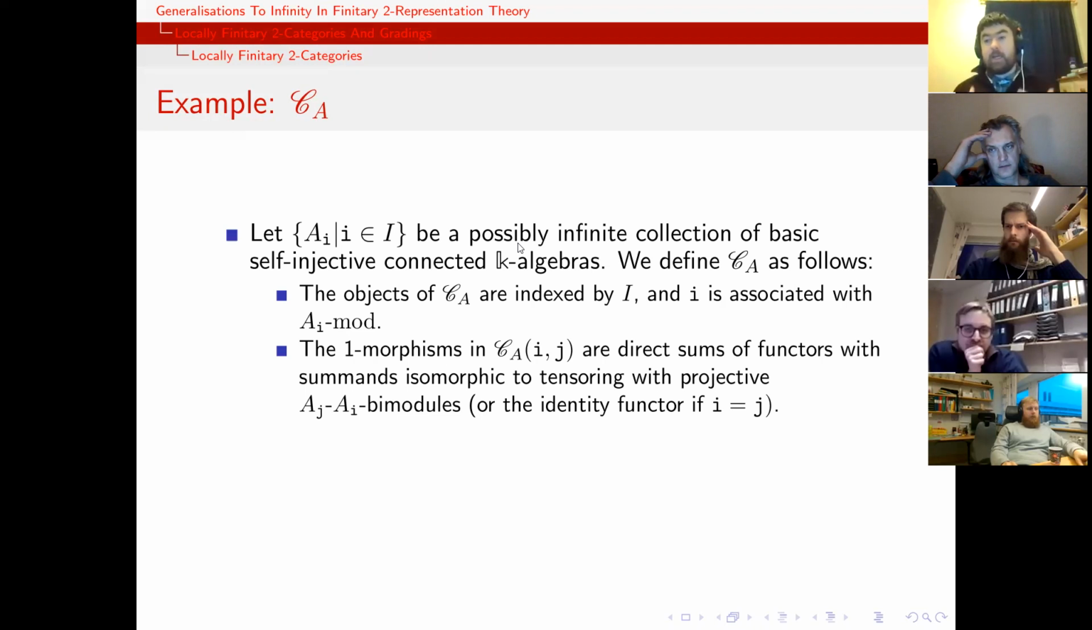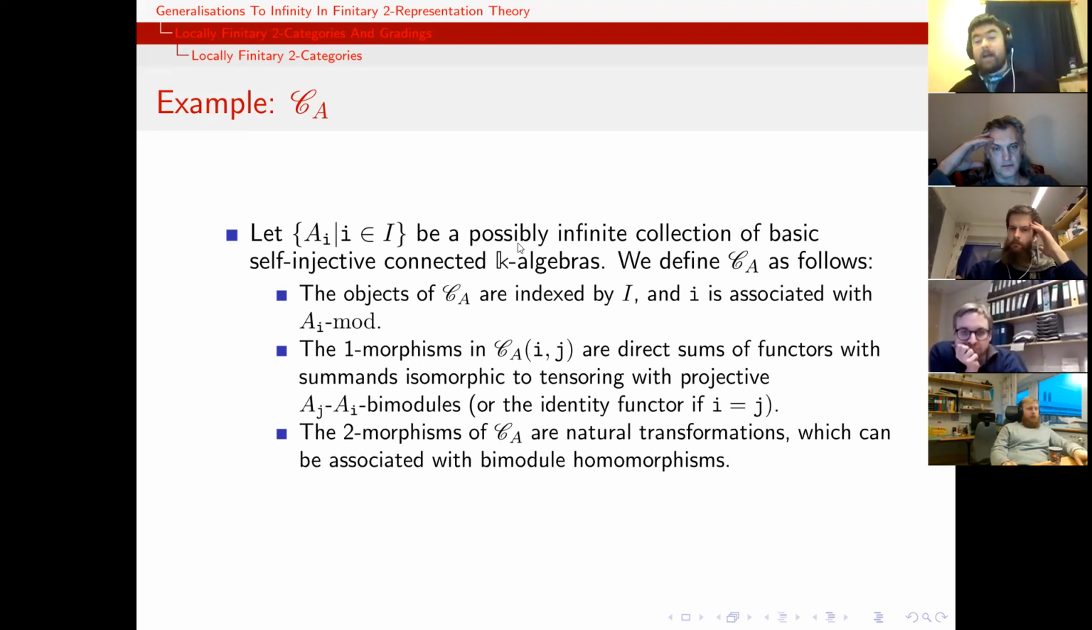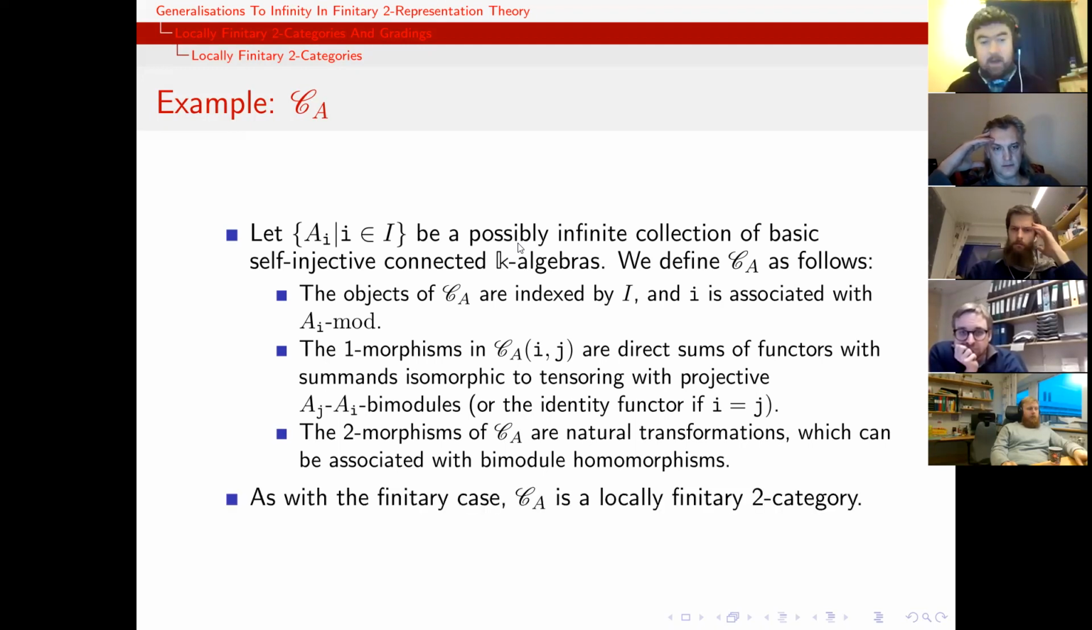But now, rather than just being projective A-A bimodules in the one object case, for one morphisms from i to j, we take tensoring with projective A_j-A_i bimodules. And possibly if i equals j, we still have the identity functors. And again, the two morphisms remain the natural transformations, and these remain associated with bimodule homomorphisms. It just now happens to be A_j-A_i bimodules rather than A-A bimodules. And as with the finitary case, it is fairly straightforward to show that this is a locally finitary two category.